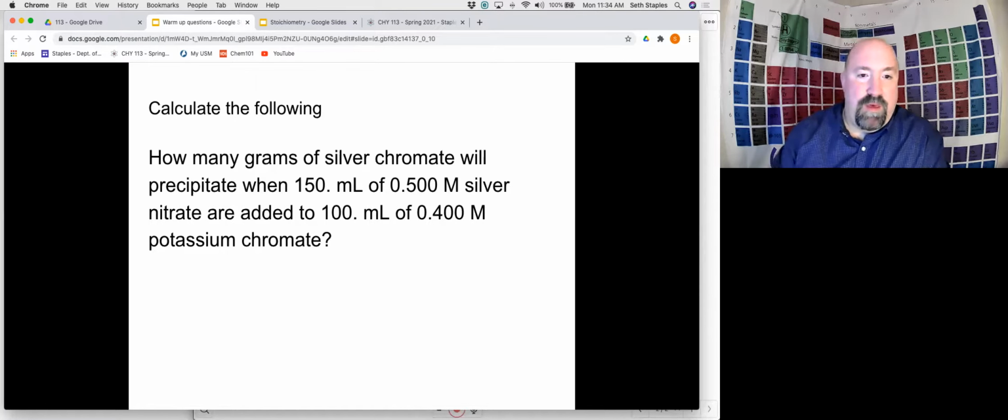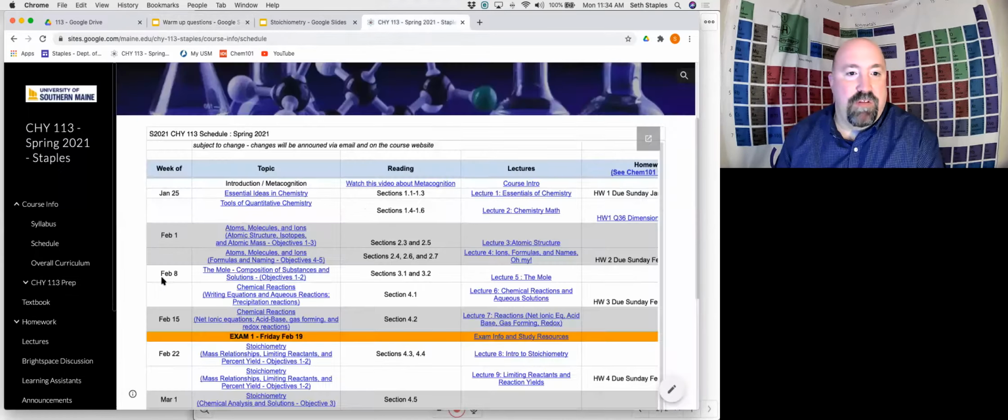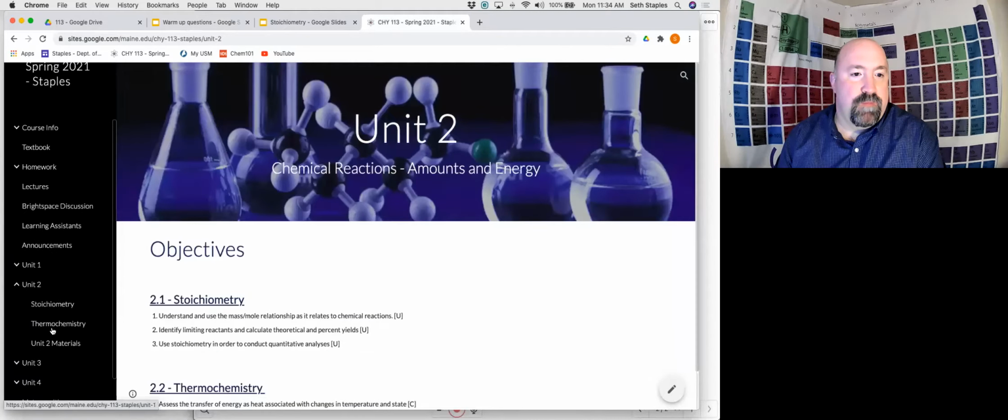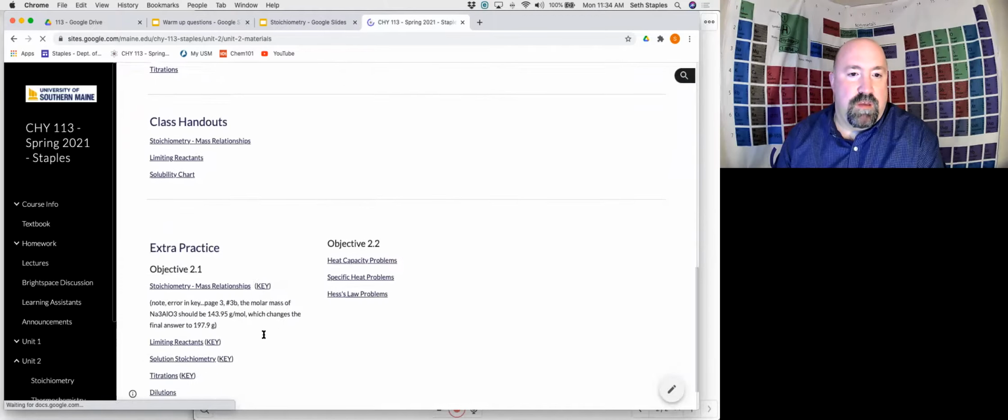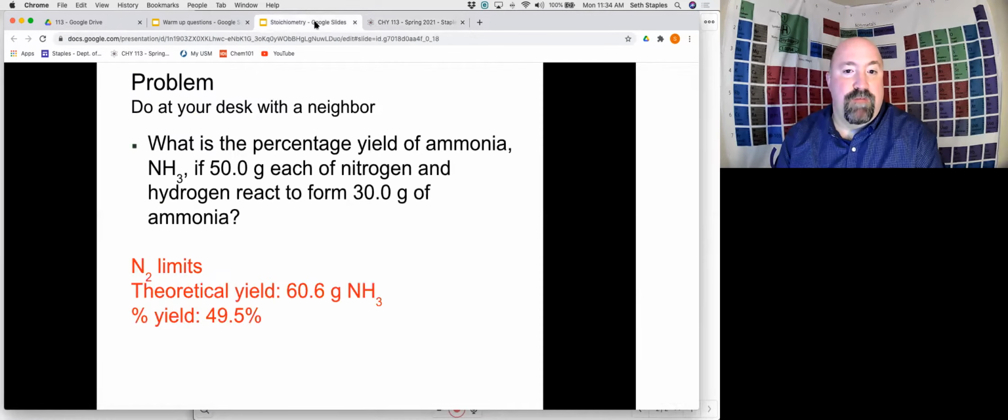Hopefully you came up with 12.4 grams of silver chromate. Now, instead of doing this one out, I will just point you to where you can find the solution. Remember that there's lots of extra practice on the materials page of every unit. So if we go to Unit 2 materials, you'll find some extra practice and limiting reactants with the key. And so this is a problem that I took directly from there.